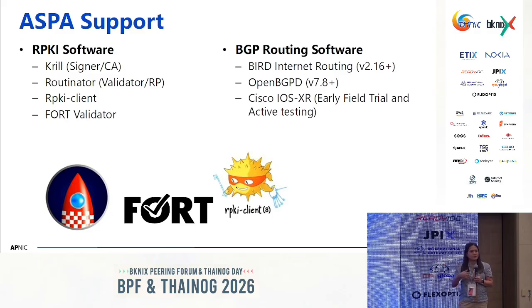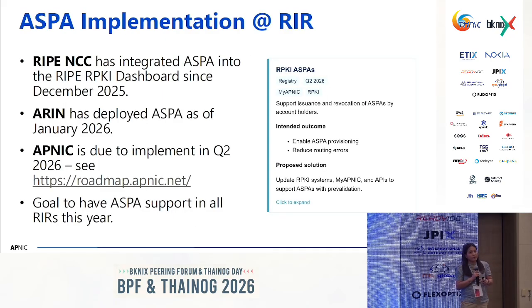But of course, there's still one missing piece, and that is implementation on the RIR level. So good news again, both RIPE NCC and ARIN. If you have resources from those two regions, you would be able to create ASPA records. But of course, the majority of us here maintain records in the APNIC region. APNIC is due to implement this at the end of Q2. That's not very long now, so please do watch out when that happens.